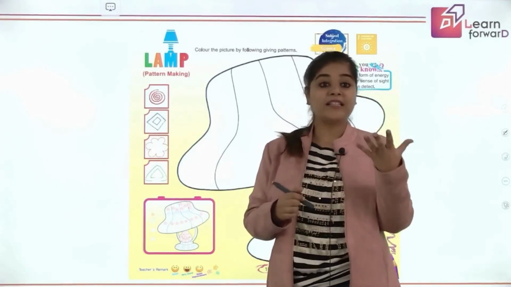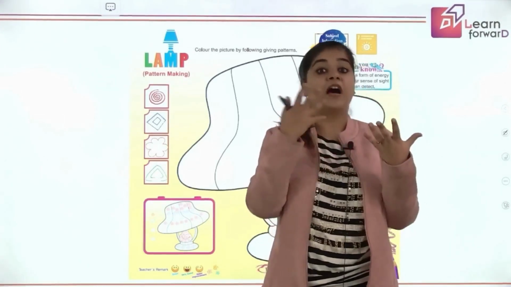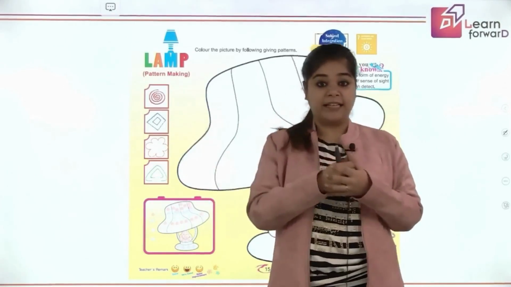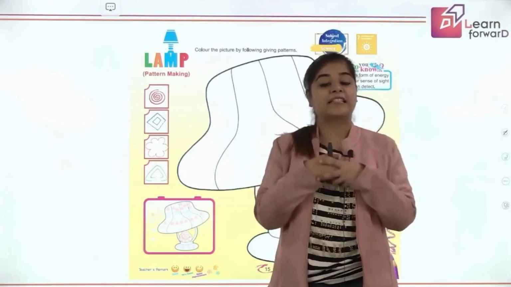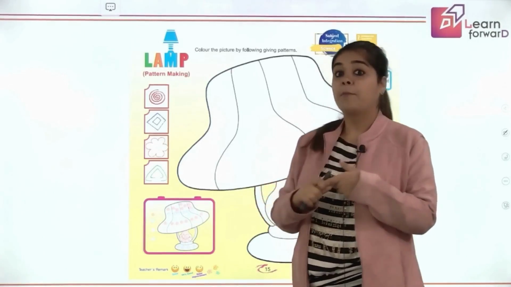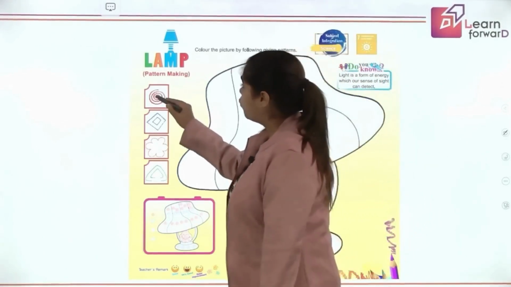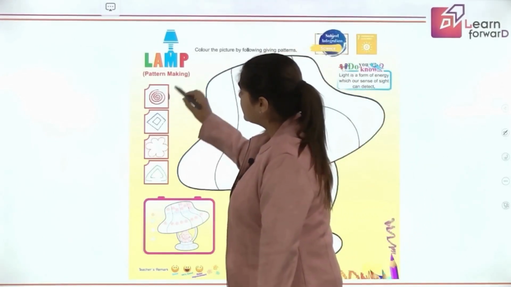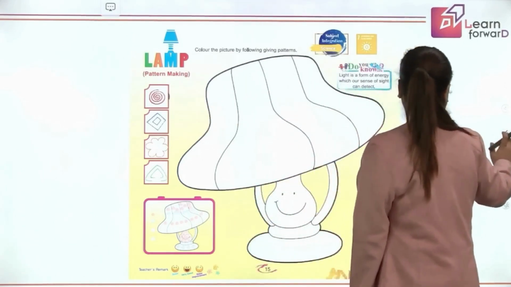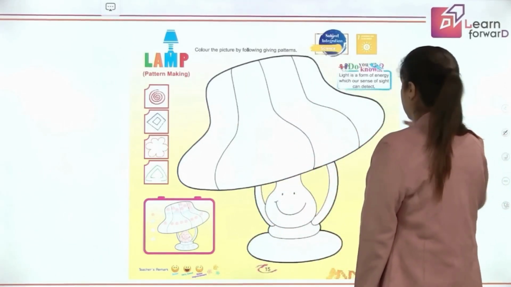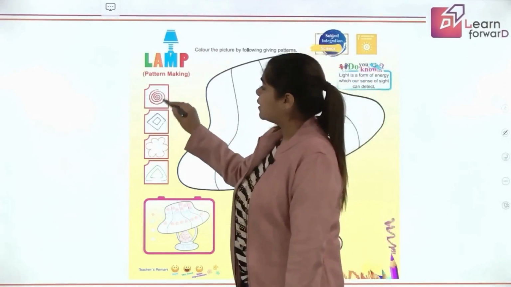Now, what is the difference between a motif, a pattern and a design? These are 3 words which are interrelated. Number one, motif. Any one line design is known as motif. Any one design is known as a motif.